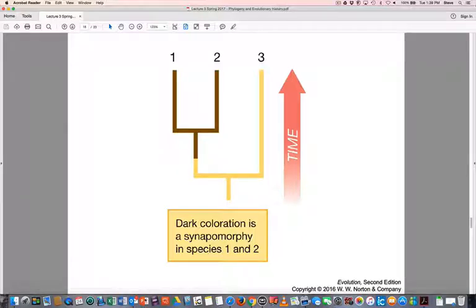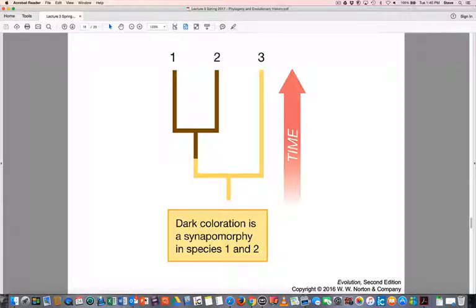The other fancy term is to call that a synapomorphy, and on your flip cards on Moodle, synapomorphy will probably be defined as a shared character due to common ancestry. It's often called a shared derived character, meaning it's gone from the ancestral state to a new, derived state.